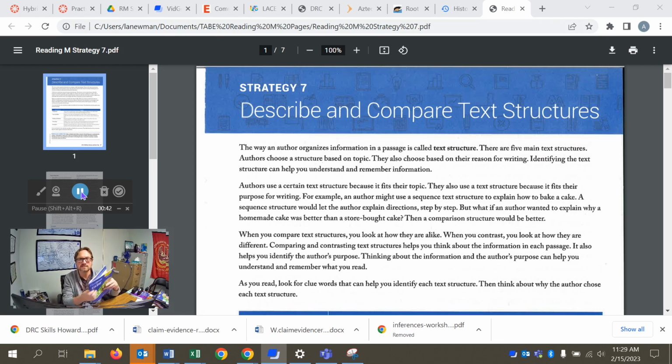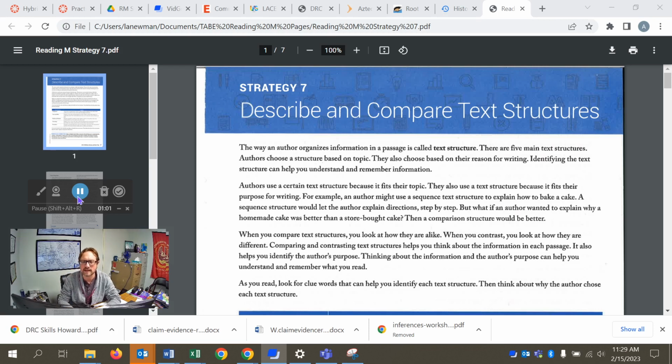Get your paper copy that you got from your intake location. If you don't have a paper copy, then you can open the digital scans here in Canvas. Just go to the Files section and the TABE Reading M pages, and this is Strategy 7. And we'll get started. So, describe and compare text structures.